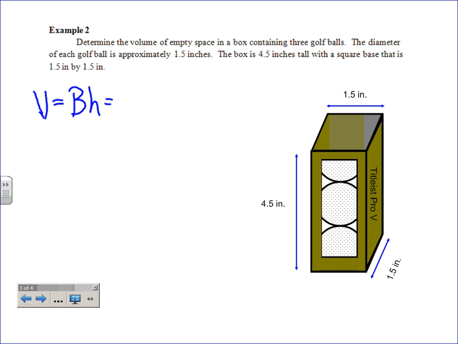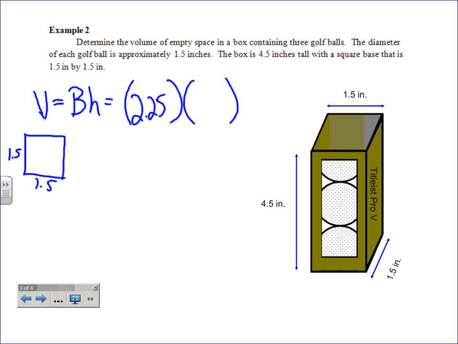So for us, our base is basically just a square, right? 1.5 by 1.5. And to find an area of that base, you would just take 1.5 times 1.5, right? Well, what is 1.5 times 1.5? I think I heard somebody say it. 2.25. So that's right here, and that would be inches squared, correct? That's the area of the base.